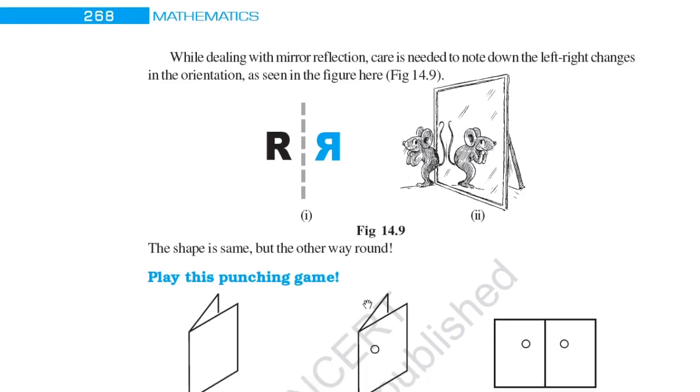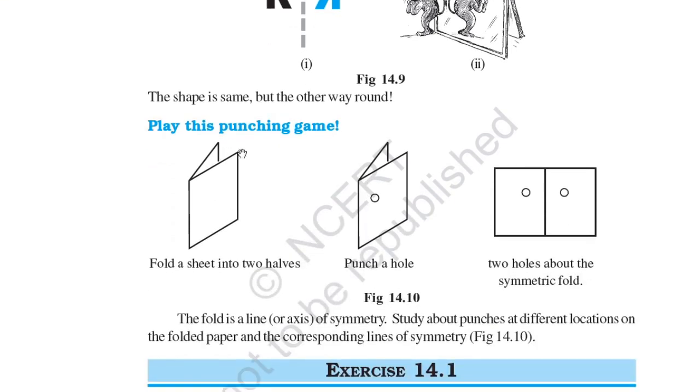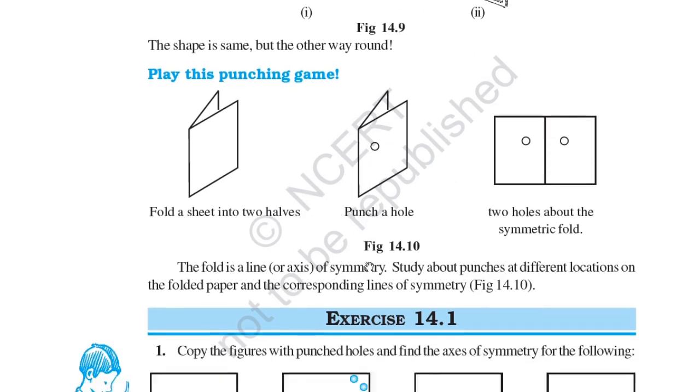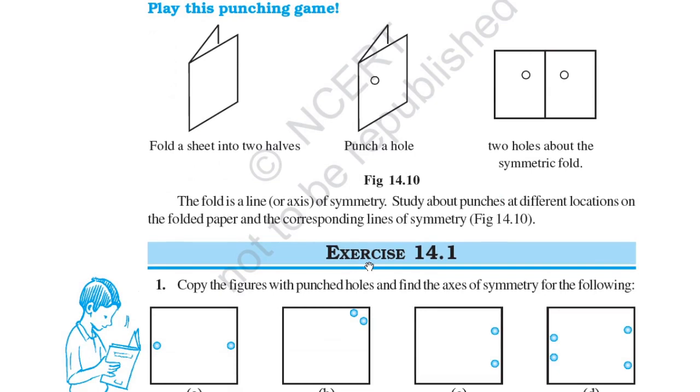So you can see, play this punching game. Fold a sheet into two halves. Punch a hole. Two holes about the symmetric folds. You can do it at your home. Very easy game. The fold is a line or axis of symmetry. Study about punches at different locations on the paper fold and the corresponding lines of symmetry.